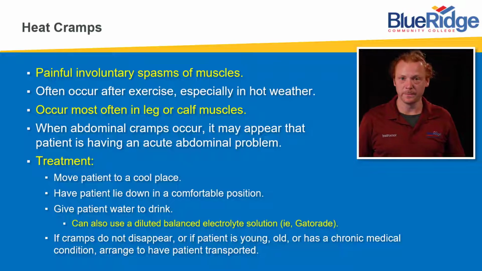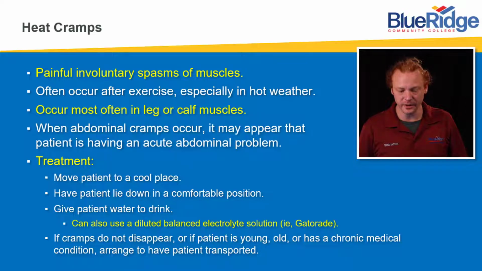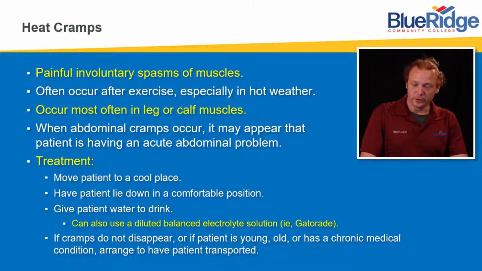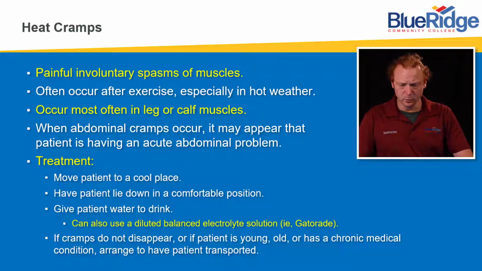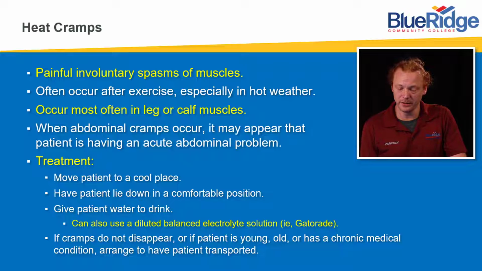a hot environment. Remember, as humans, we're notoriously already slightly behind the eight ball or dehydrated at rest. So when we go into a hot environment or we begin working out or working excessively, we're already dehydrated and we're not helping ourselves out. These occur more often in the leg or calf muscles. When abdominal cramps occur, it may appear that the patient is having an acute abdominal problem.